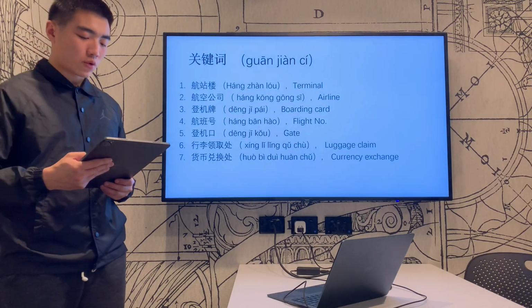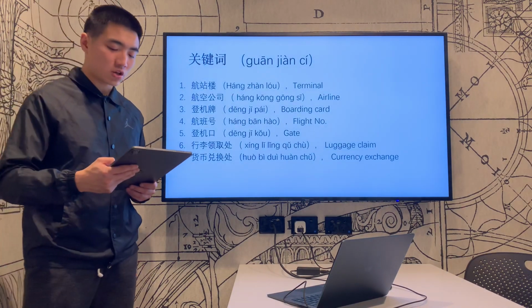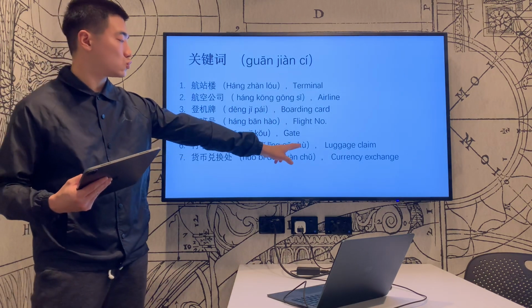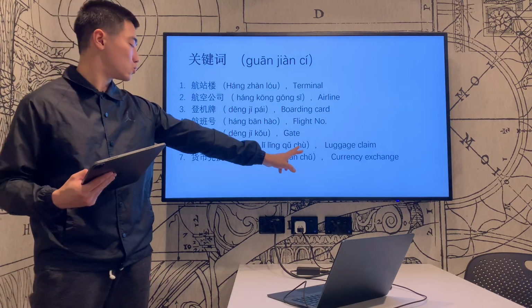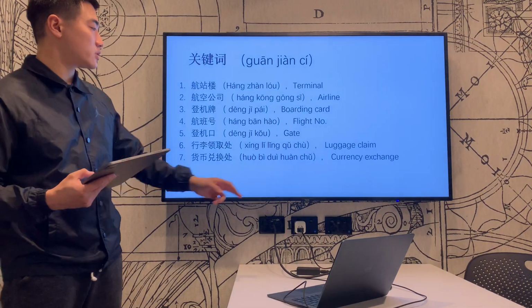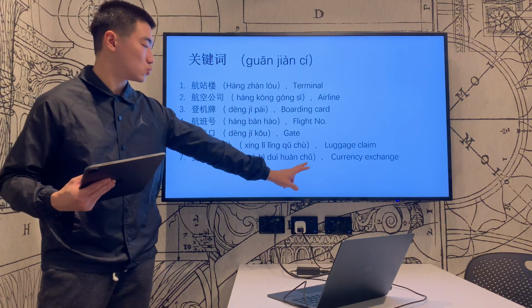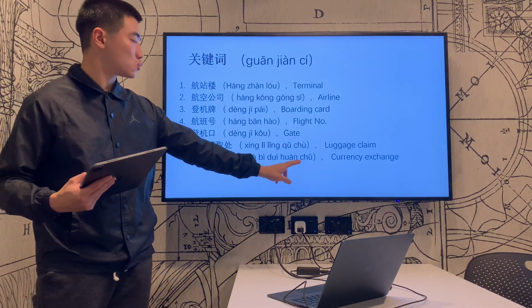The last two words are relatively difficult. The pronunciation of the baggage claim area is 行李领取处. 行李领取处. And last one is currency exchange. Pronounced in Chinese is 货币兑换处. 货币兑换处.